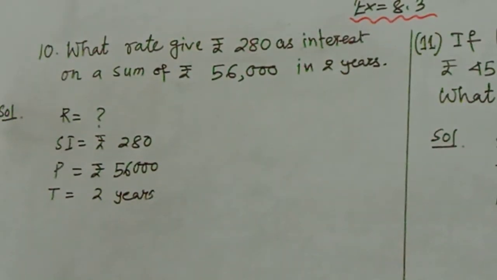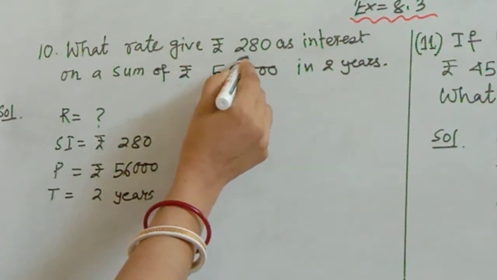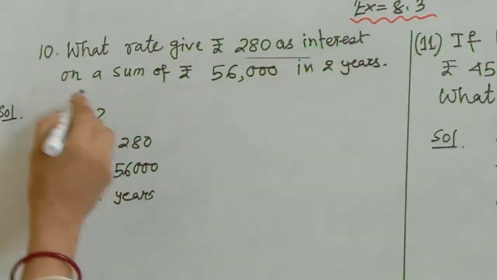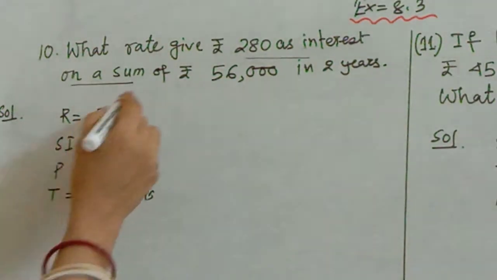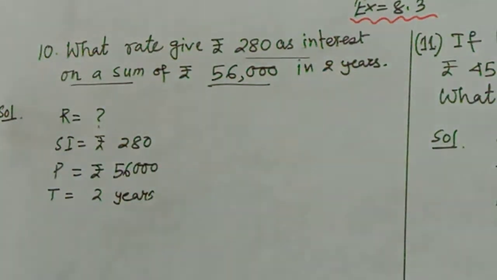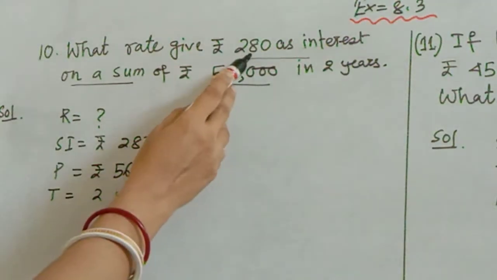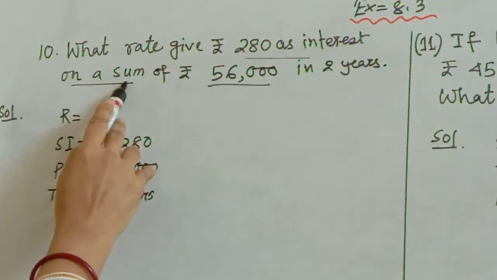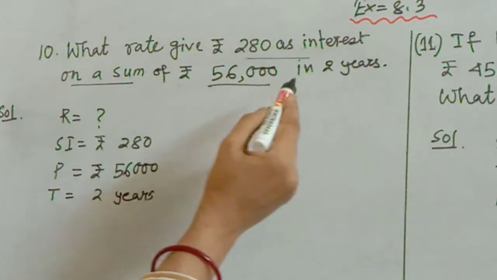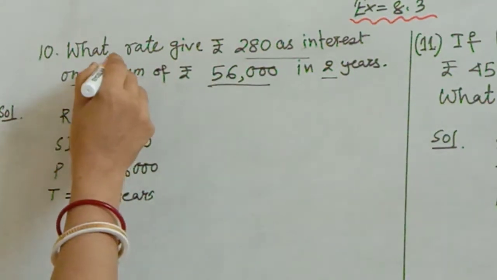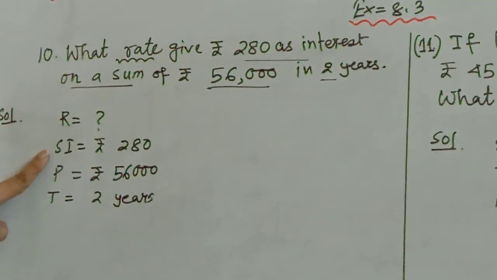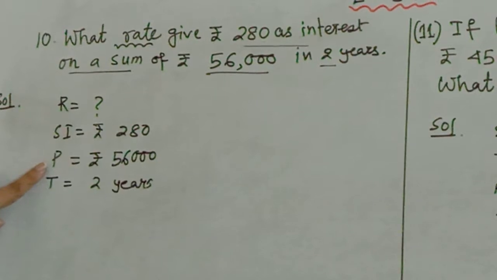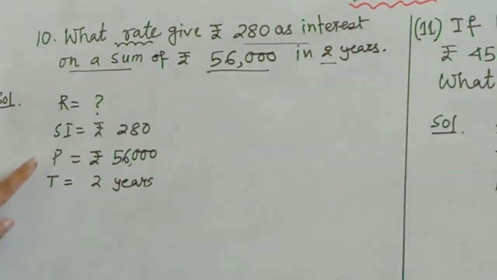See here, interest is given, that means simple interest is given on a sum, that means principal is given, 56,000. Interest is 280 rupees, principal 56,000, time 2 years. So missing is rate. So you have to find the rate.